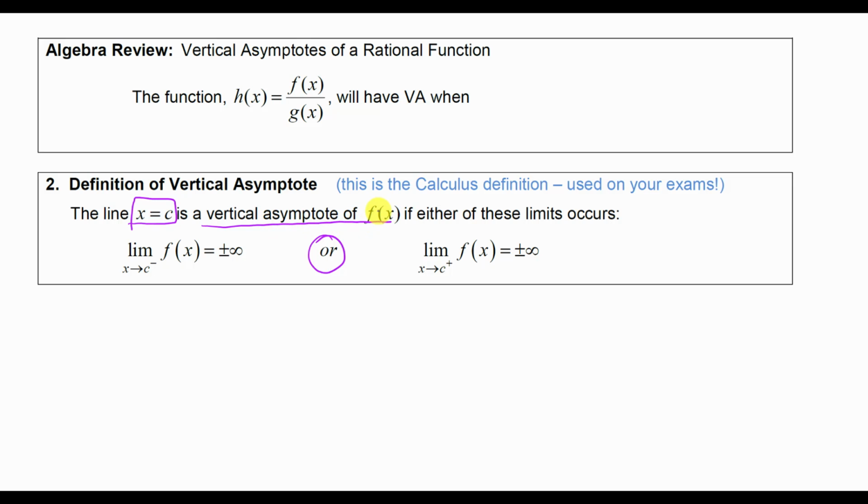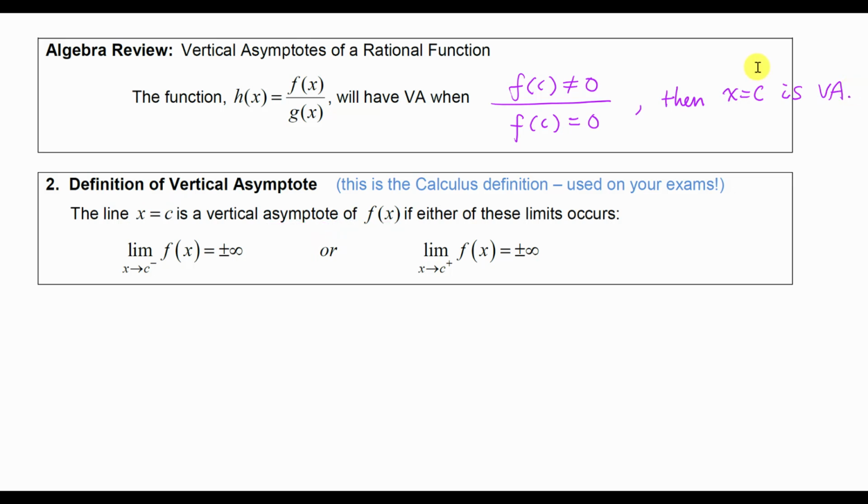So on the test, if I say find the vertical asymptote of a function, and I give you a function, that's what you have to show, because this is a calculus class. In algebra class, you learned that you have a vertical asymptote of a rational function if the numerator at c is not equal to 0 and the denominator at c equals 0. Then x equals c is a vertical asymptote. That's how you learned in algebra class. But now we have a calculus definition of a vertical asymptote.